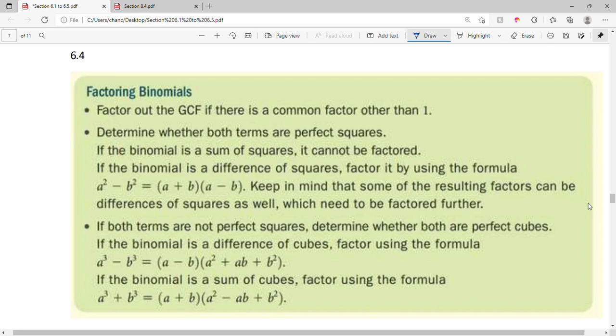We're going to look at special factoring formulas. But there are procedures that we should do. First, factor out the GCF if there is a common factor other than 1. Determine whether both terms are perfect squares. If the binomial is the sum of squares, it cannot be factored. If it's of the form a squared plus b squared, then you know it is not factorable, it is prime.